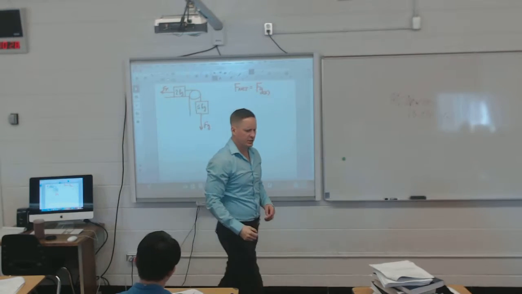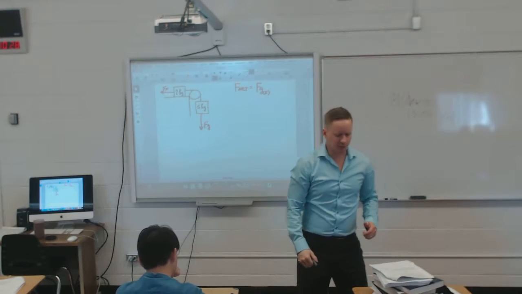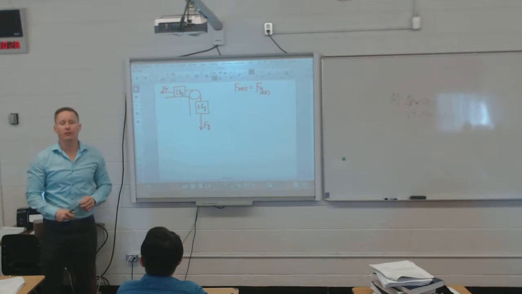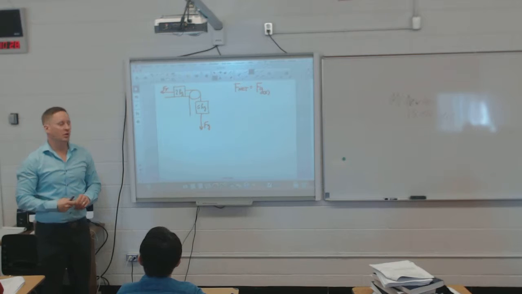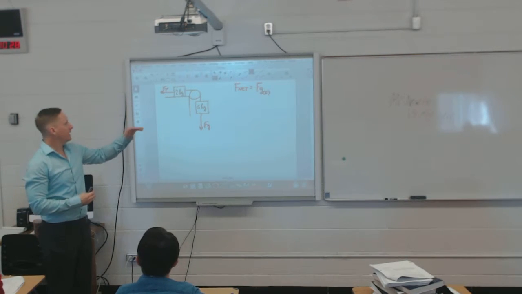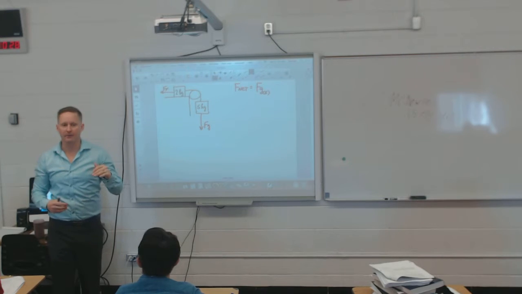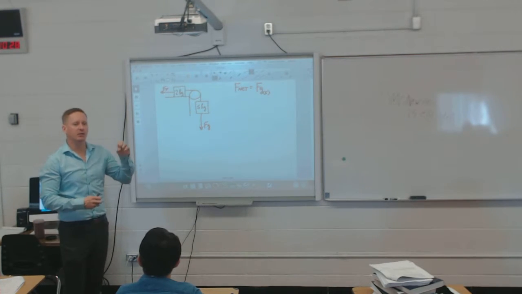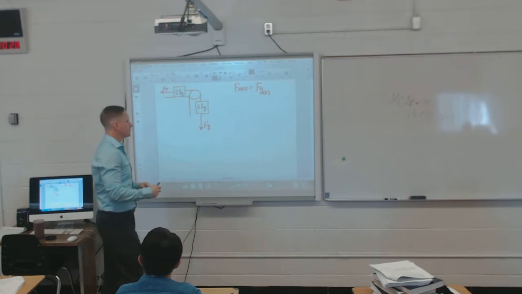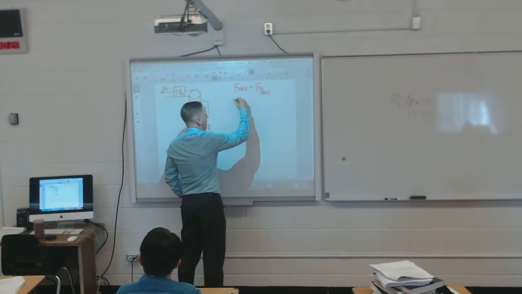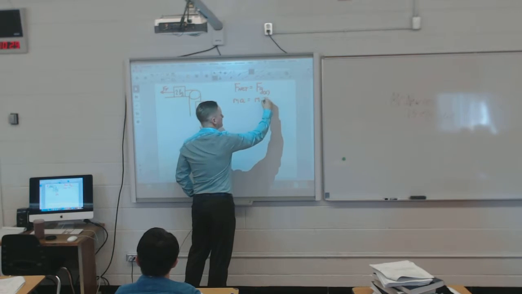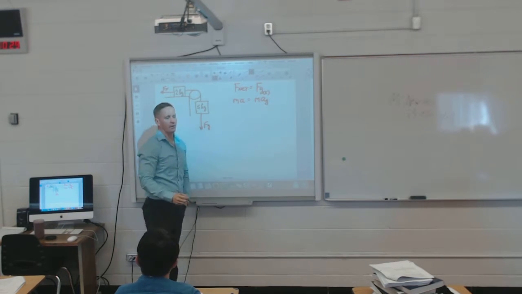Now, in this question, it's a smooth level table, therefore there is no force of friction. So the only thing that's going to move these two masses is the force of gravity on the 5. Now it wants to find out what the acceleration of each of these is going to be. So mass times acceleration is equal to my force of gravity.